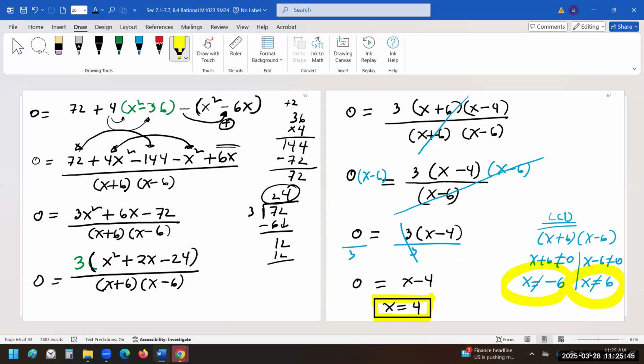Clear? So if you don't use this method, no problem. Make sure at the end you check this. So when you get to the solution, you see which one you cannot accept, and then disregard that solution. Question?